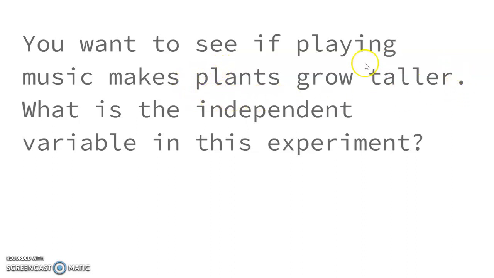So if the plant growth is the dependent variable, that means the variable that I am manipulating or changing, remember the independent variable is the thing that I change, is going to be the music in this instance. Okay, so the type of music, it doesn't say specifically if it's the volume of music or the type of music, but the music itself would be the independent variable because that's what's being manipulated. And again, here, the plant growth would be the dependent variable because that's what we're measuring.